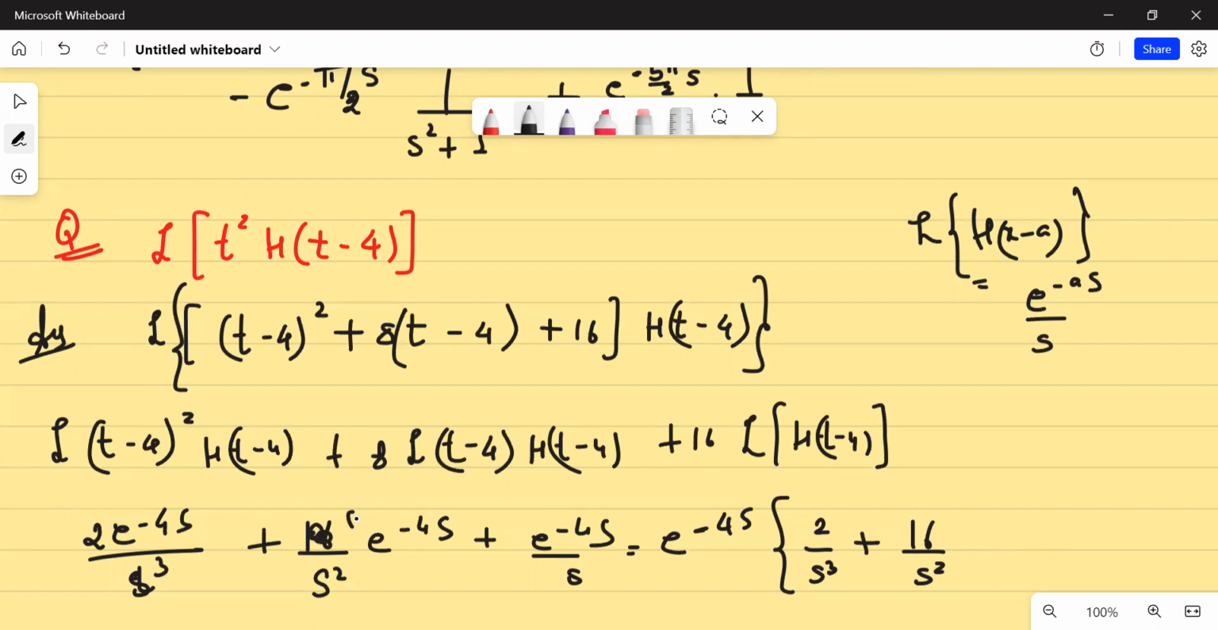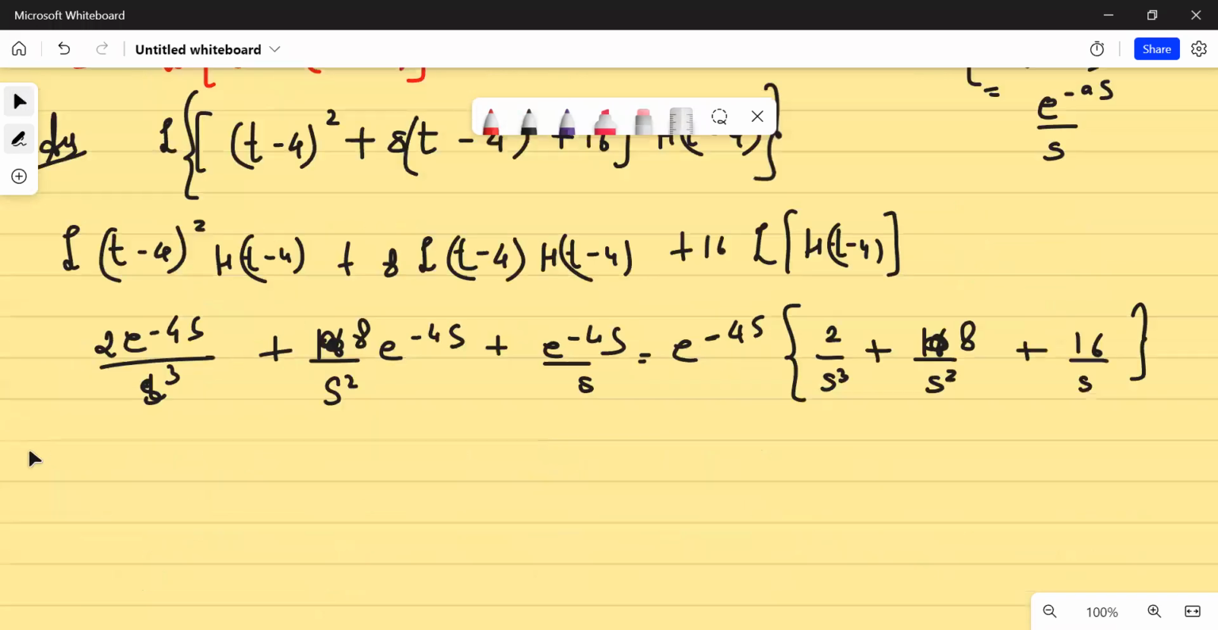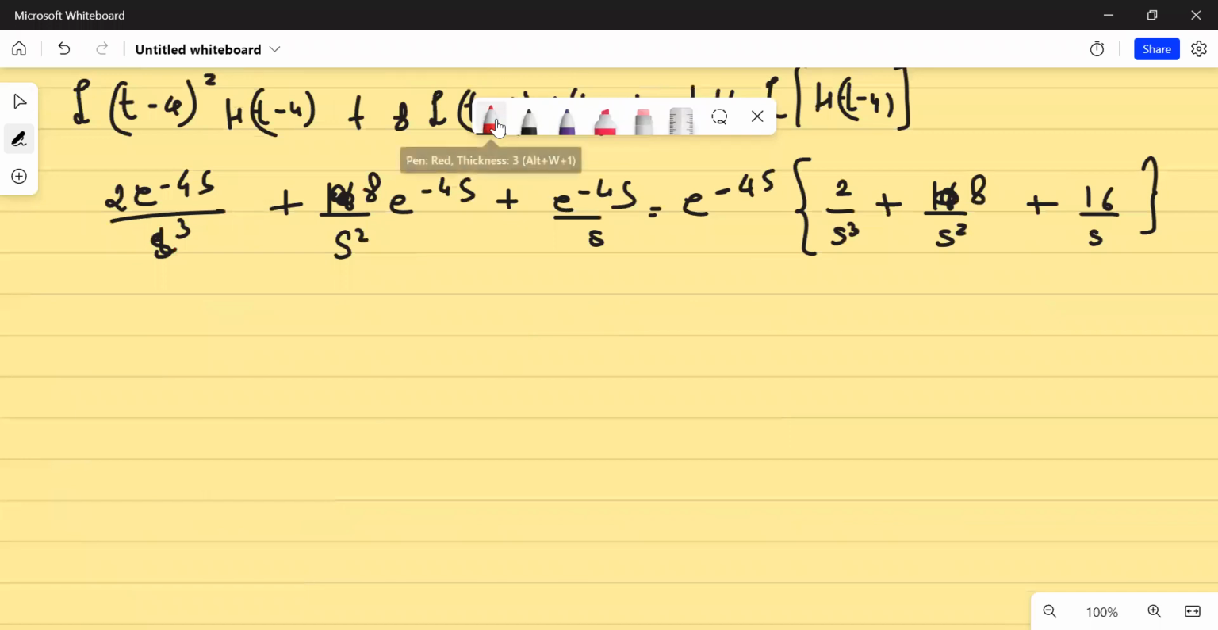This is 8. Sorry, sir. 8. So this should be 8 upon s square. And then there should be plus 16 upon s, right? Okay, so this is how it is. Now let us shift our attention to other questions also. A few more other questions also.